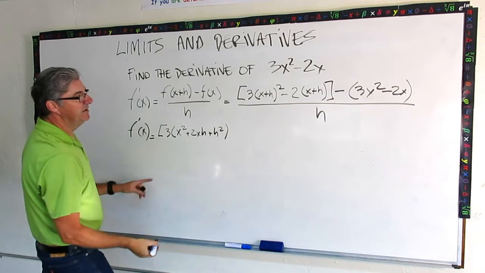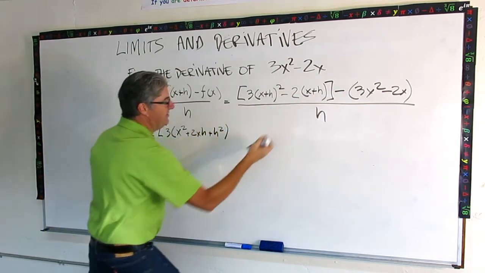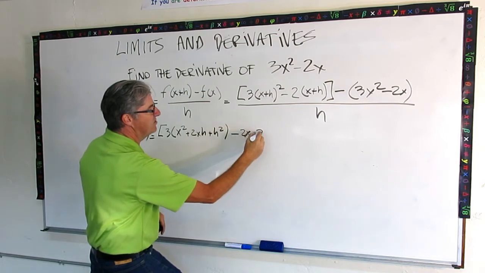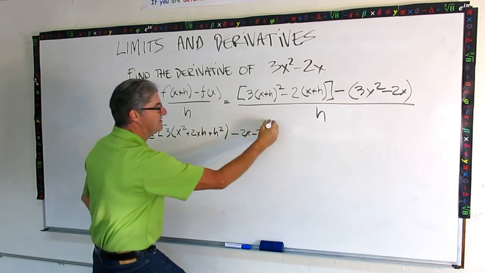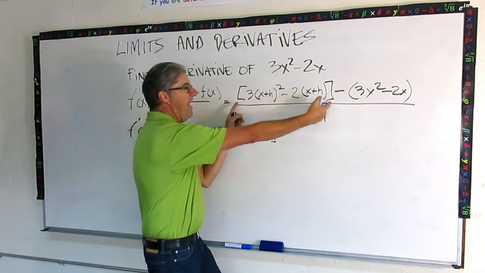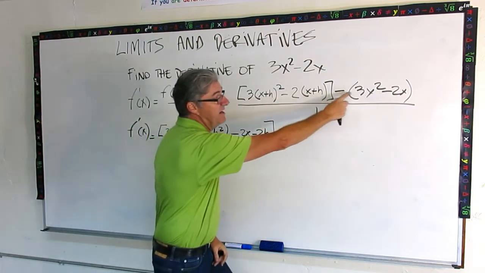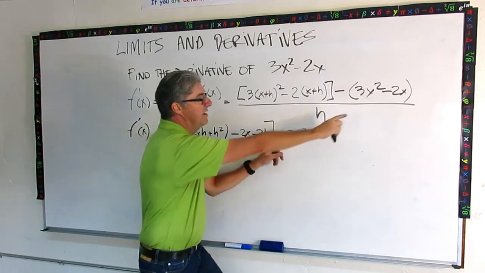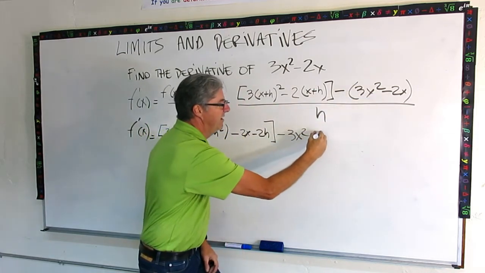Close my bracket. Now I'm going to distribute my negative 2 on these two terms. So that's going to be minus 2x minus 2h. Close my square bracket. So this is a next step for that. Now I'm just going to distribute my negative on both of those. So I have a minus 3x squared. Now this one's going to go to plus 2x.